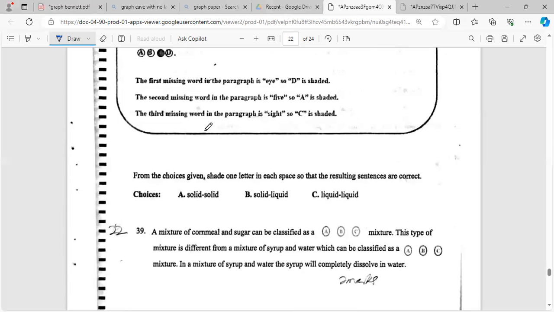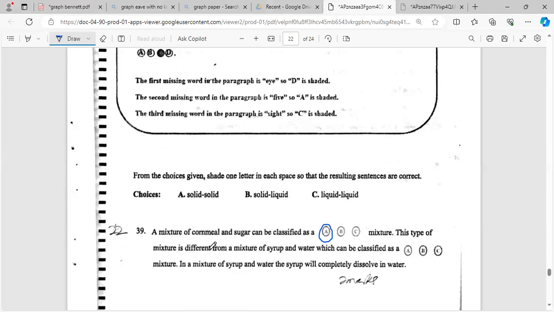So these choices are solid to solid, solid to liquid, liquid to liquid. So I guess it has to do with mixture. Alright, let's go. A mixture of cornmeal and sugar can be classified as, I think that would be solid to solid. There was a cornmeal porridge. So I'm going to go with A for this.